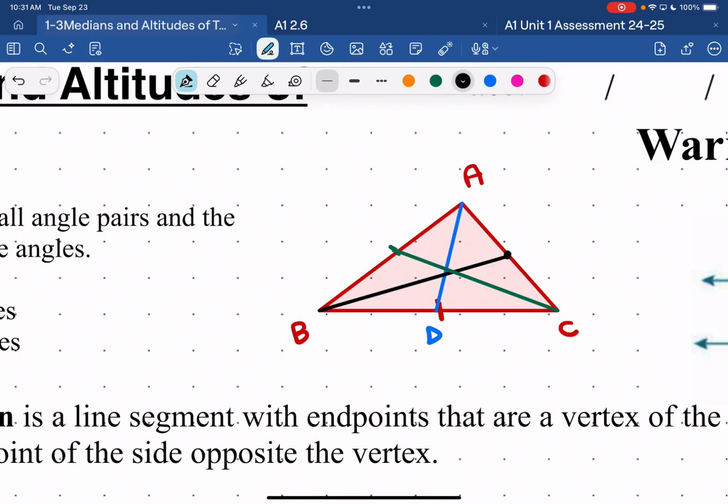The point where all the medians meet together, it is called centroid. Perfect. And 2/3 of the length of the median is between the vertex and the centroid. And 1/3 of the length of the median is between the centroid and the midpoint of the opposite side. So write all this down.